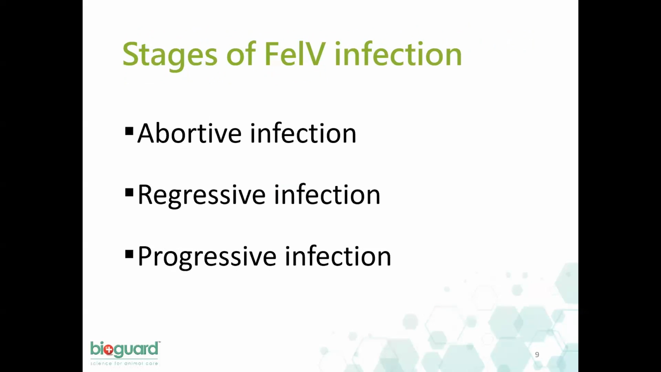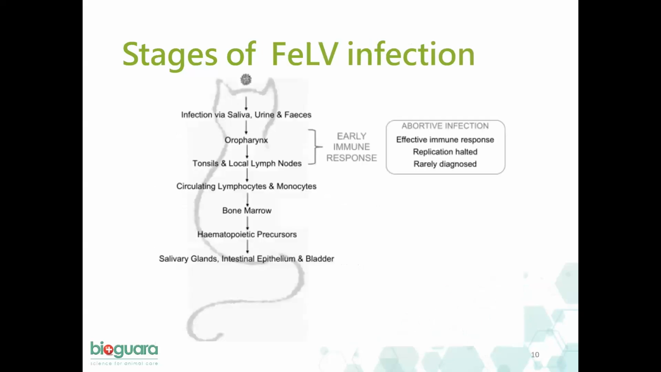The abortive infection is one of the possible outcomes after a cat is exposed to the virus. So what happens during this stage? The cat comes into contact with the FeLV, usually through saliva or nasal secretion from an infected cat. Then the cat's immune system responds to the presence of the virus and produces antibodies that fight off the infection.